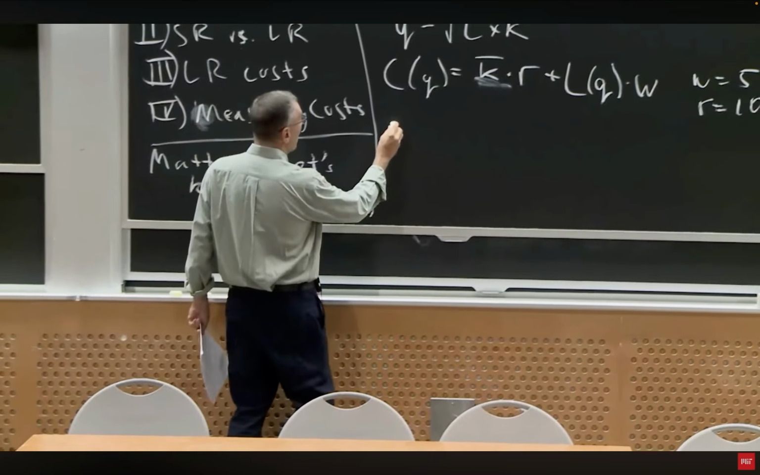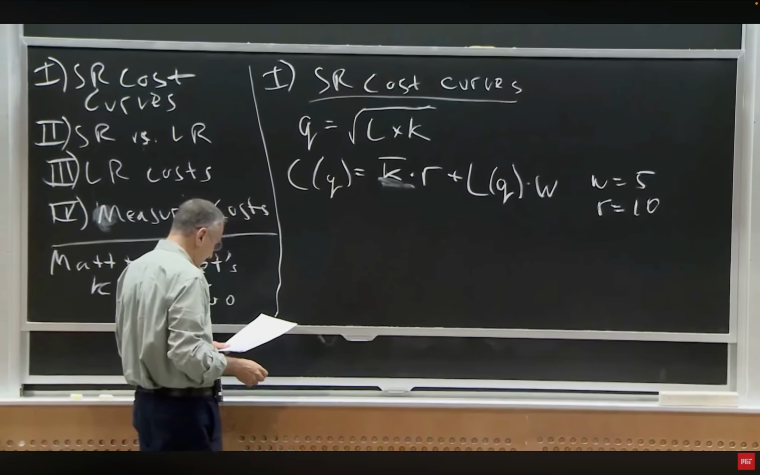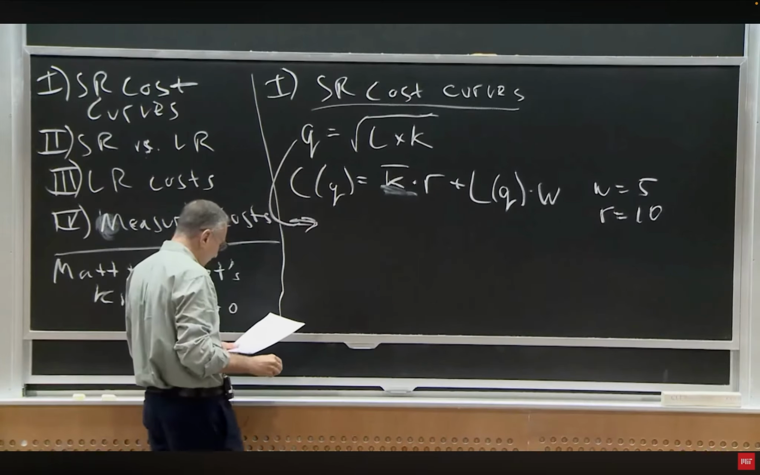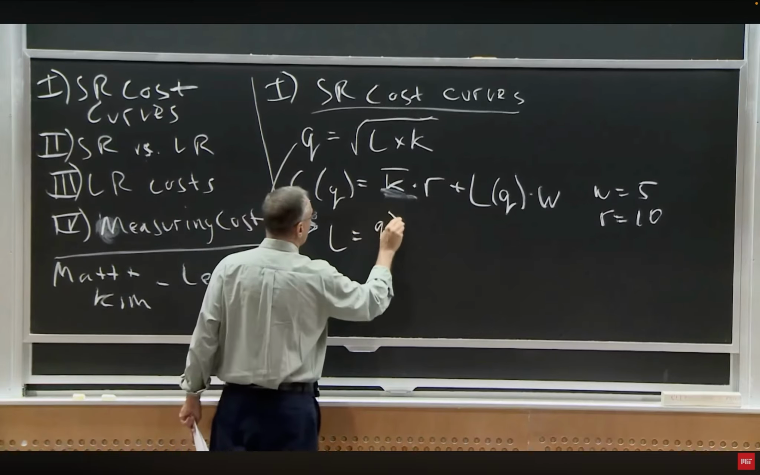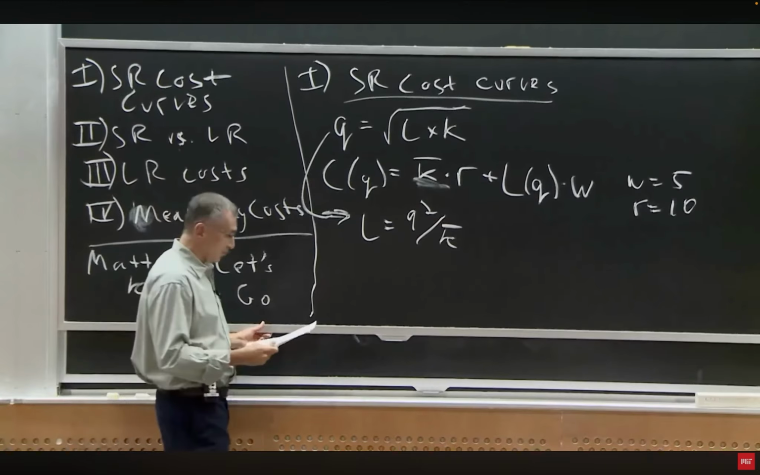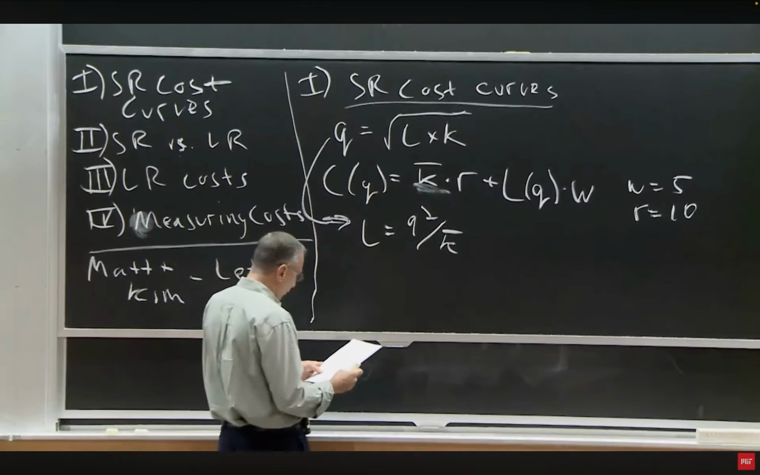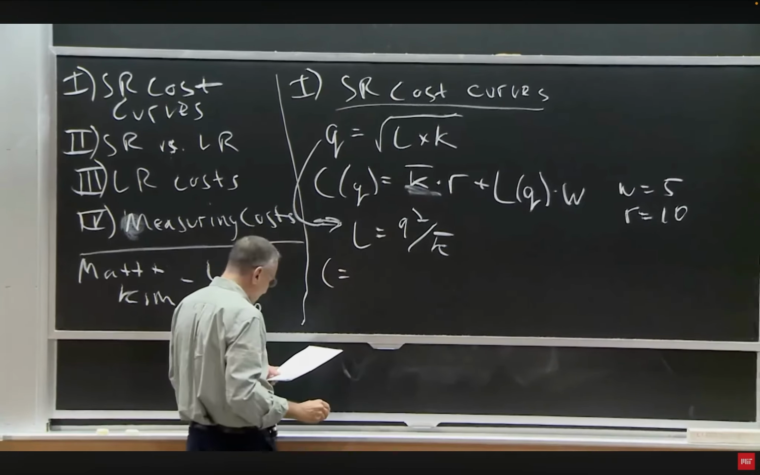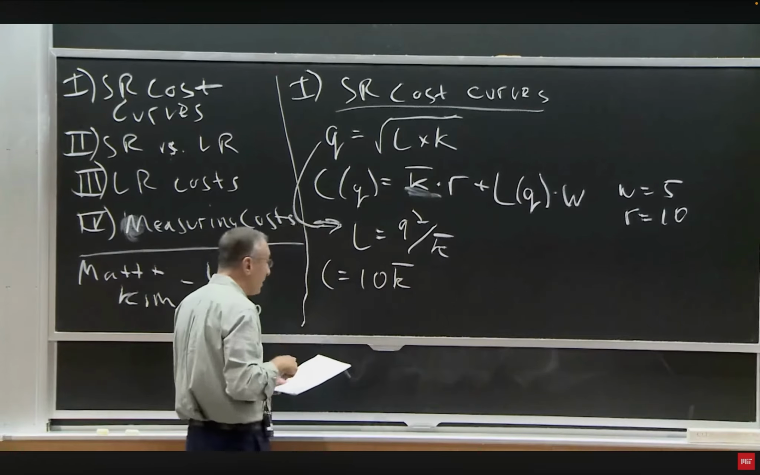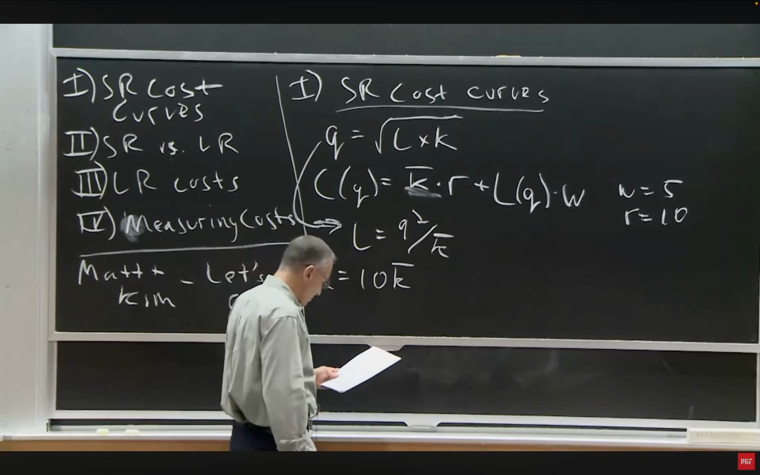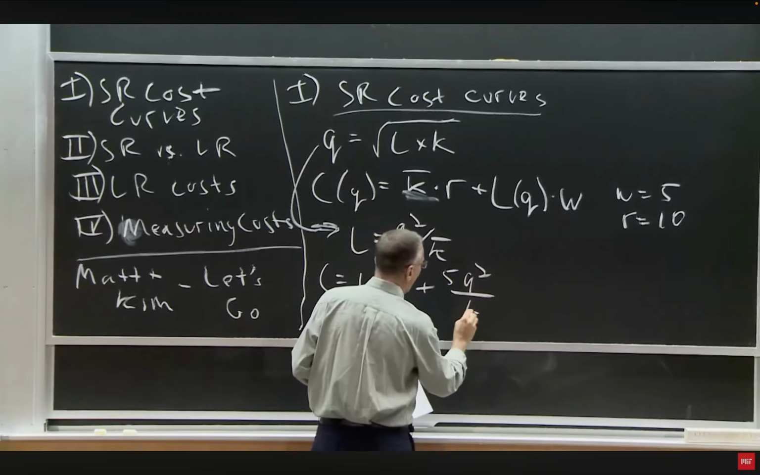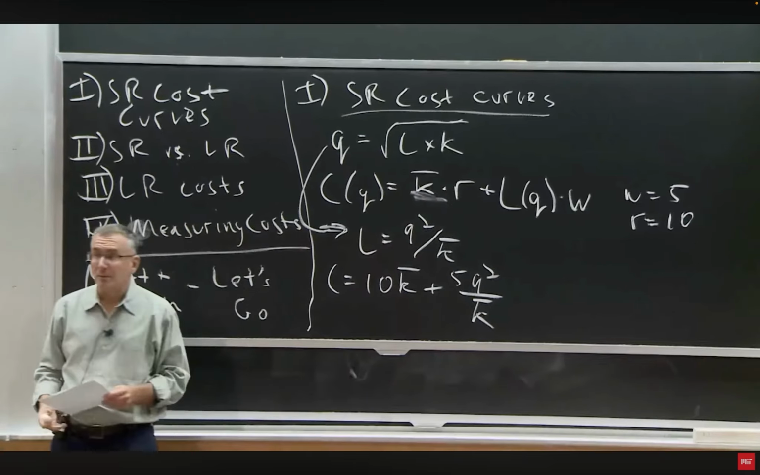In a few lectures, I'll tell you where they come from. Okay? So we know the production function is Q equals square root of L times K. From that production function, we can just flip it and say L equals Q squared over K bar, just squaring and moving to the other side. Then we can rewrite the cost function as C equals 10 K bar, because 10 is the rental rate, plus 5Q squared over K bar, plugging in from this equation. 5 is the wage rate.